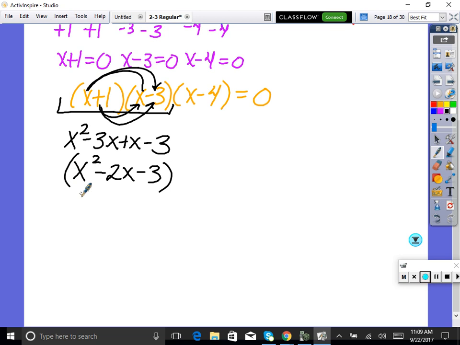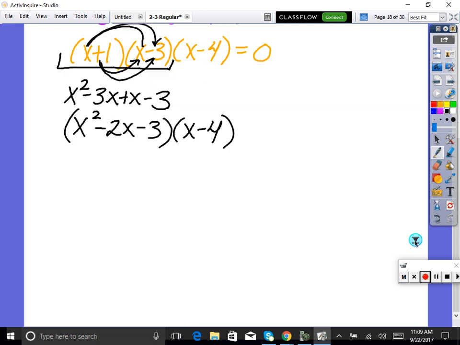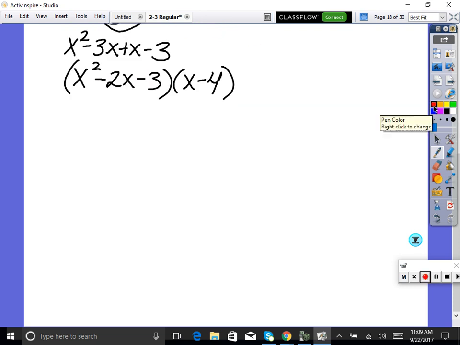Minus 3. You're going to want to be really careful, because if you make one error here, the whole thing's wrong and it's too hard to figure out. You just have to start over. And now we'll multiply in x minus 4. So let's do this very, very carefully.